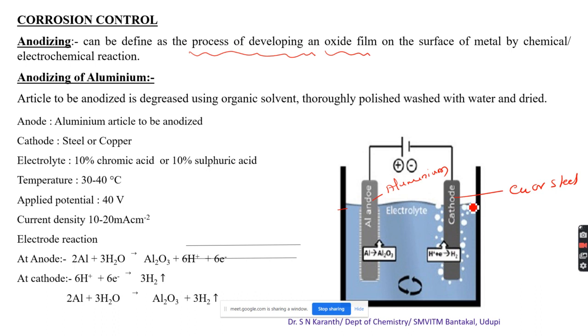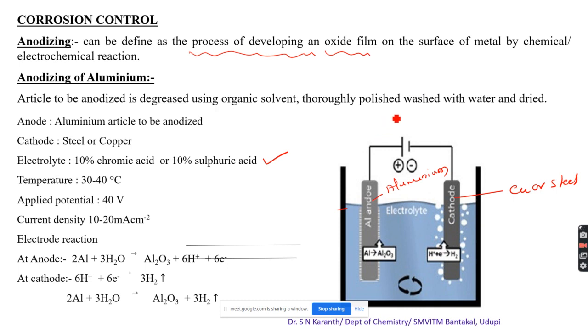For that purpose, we'll take 10% chromic acid or 10% sulfuric acid. Sometimes a mixture may be used, like an oxalic acid mixture. Here, we'll take either 10% chromic acid, which helps the oxidation process, or 10% sulfuric acid.